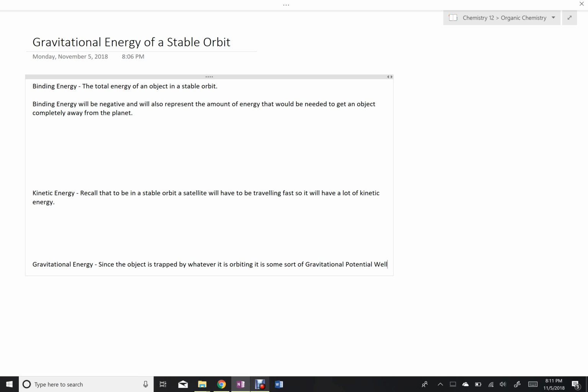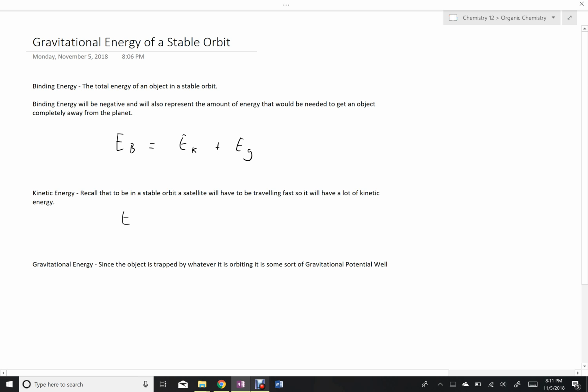So let's look at how these things are going to be related to each other. First of all, the binding energy, or the total energy, is going to be equal to the kinetic energy plus the gravitational energy. What I'm going to show is that the kinetic energy is actually going to be equal to negative 1/2 of the gravitational potential energy, and we'll still be using our formula for our gravitational potential energy.